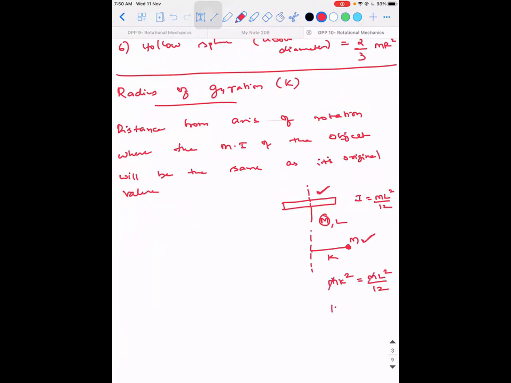So what will be the value of k? L by root 12 or L by 2 root 3. So this is called the radius of gyration of a uniform rod which is rotating about its perpendicular bisector. Similarly, if I ask you what is the radius of gyration of a solid sphere, what will you say?